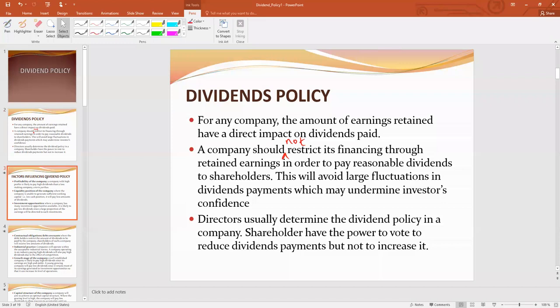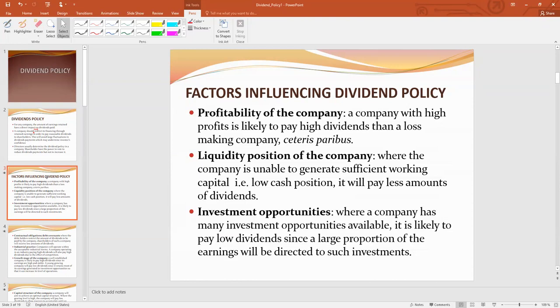The next key thing I think I didn't mention is what are the factors that influence the amount of dividend that shall be paid. As I mentioned, one of the key elements of the company dividend policy statement is how much, and of course the key concern is how much.